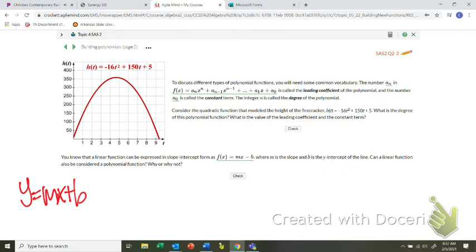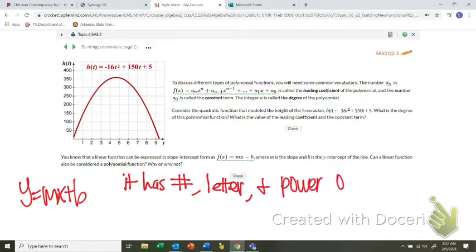So it has a number, it has a letter, and a power of 1. So if it has a power of 1, it is a what degree polynomial? Yep, first degree. Good.